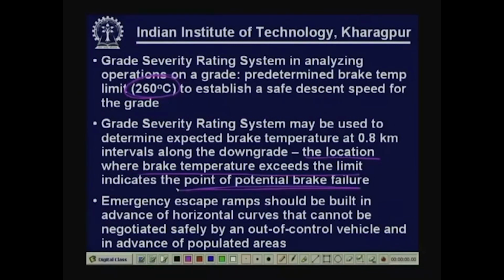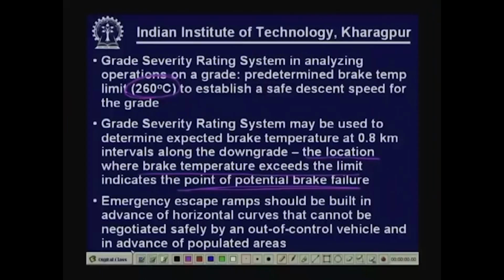So, obviously, if we can calculate the temperature at every 0.8 kilometer interval, and wherever it exceeds the permissible or limiting temperature, we know that is the point of potential brake failure. So, accordingly, one can start introducing emergency escape ramps at that location.